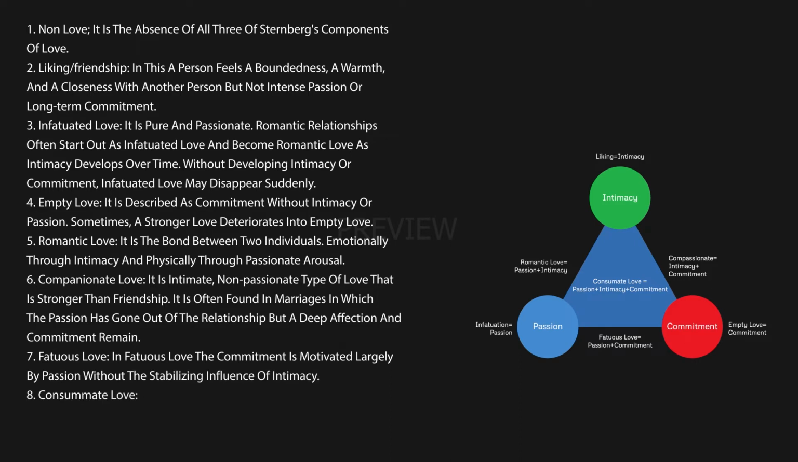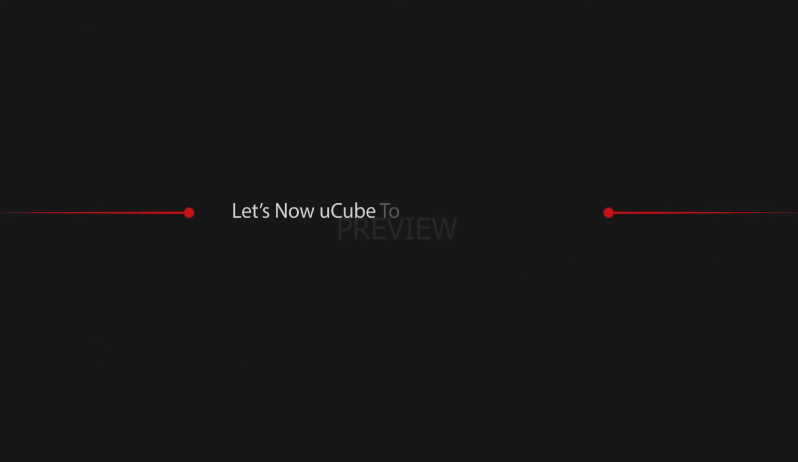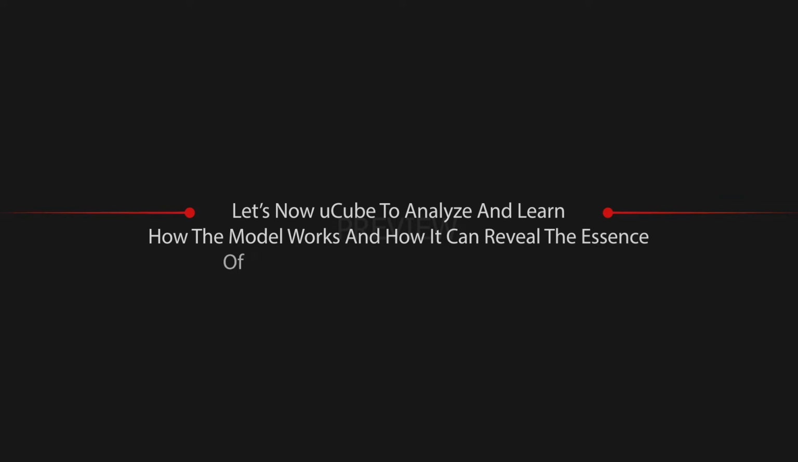8. Consummate love. This is the kind of love that is a complete form of love, which includes passion, intimacy, and commitment. Let's now use uCube to analyze and learn how the model works and how it can reveal the essence of all that surrounds you, including love.